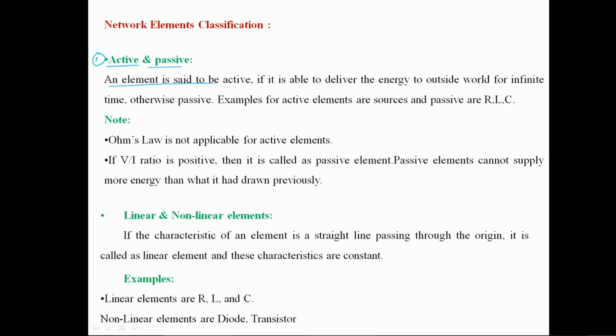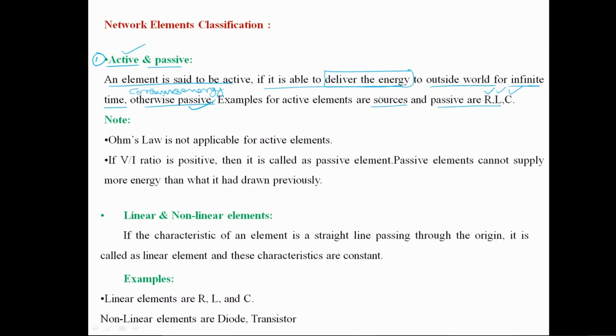An element is said to be active if it is able to deliver the energy to the outside world for an infinite time. Otherwise, it is called passive. So an element is said to be active when it delivers the energy, and when it consumes the energy, then it is called a passive element. Examples of active elements are sources, and examples of passive elements are R, L, and C.